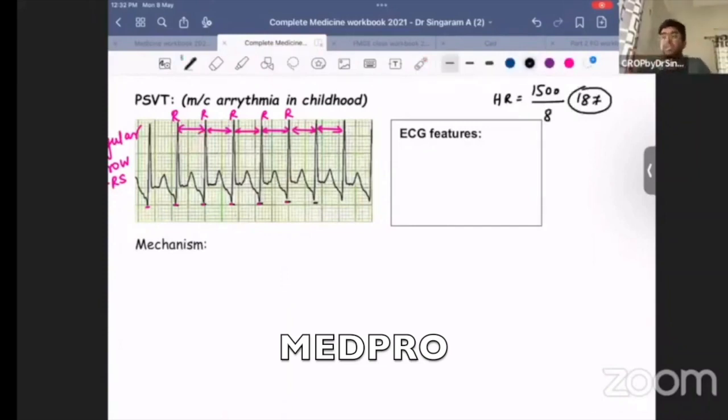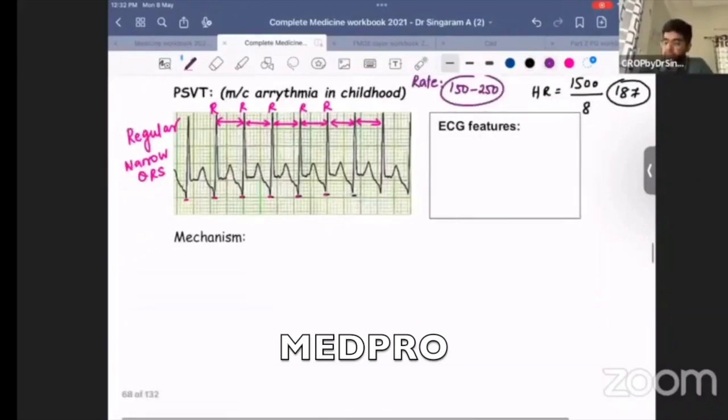So it is around 187. So definitely this is a tachyarrhythmia. Are you able to follow? And what is the range of heart rate in case of PSVT? I told you it is typically a heart rate of 150 to 250 per minute. That is the range we are also seeing in this particular ECG.